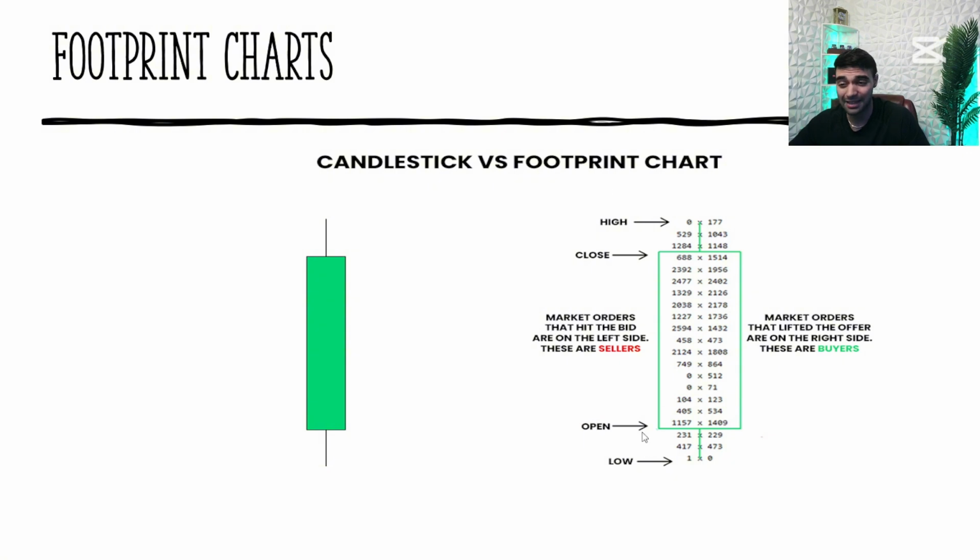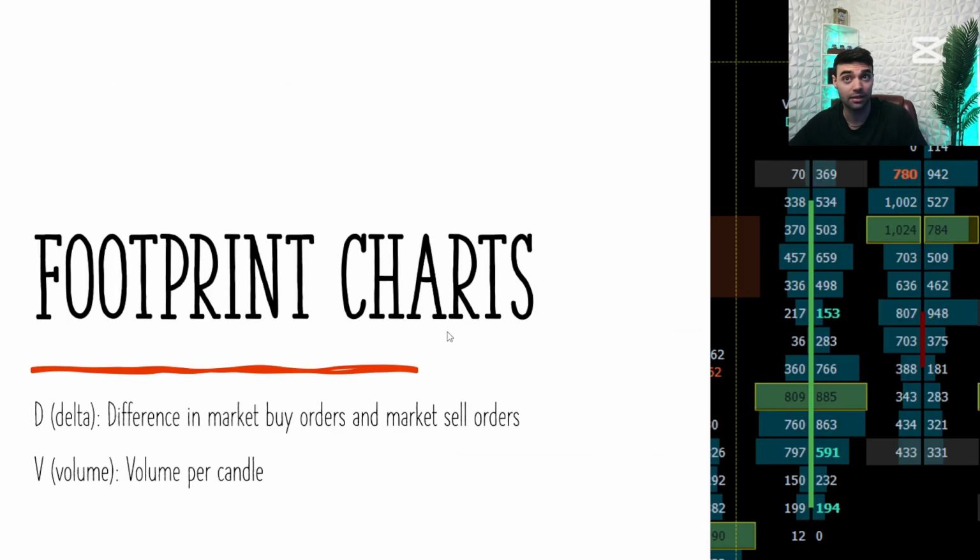On the left-hand side, you see the volume of aggressive sells, right? These are the sellers. These are all the offers hitting the bid. On the right-hand side, you'll see all the market orders hitting the ask. These are the aggressive buyers. Now, the difference between these two right here is called the delta, right? The D, the number that you'll see at the top. And the delta is a critical metric. A positive delta means that buyers are dominating, while a negative delta means that sellers are in control.